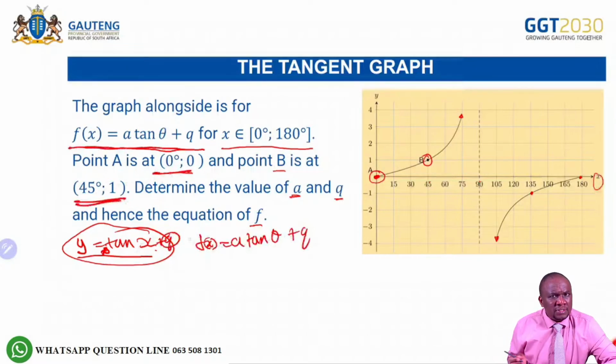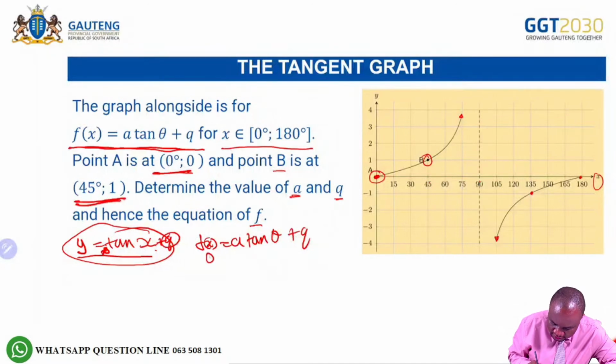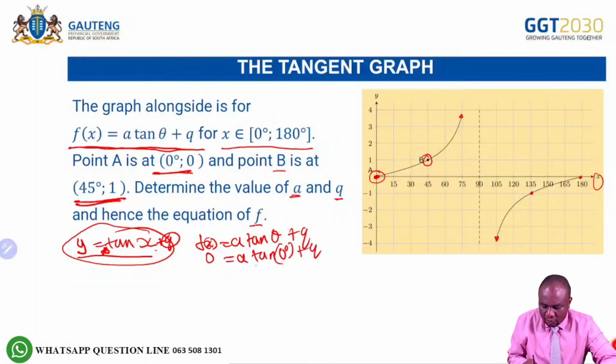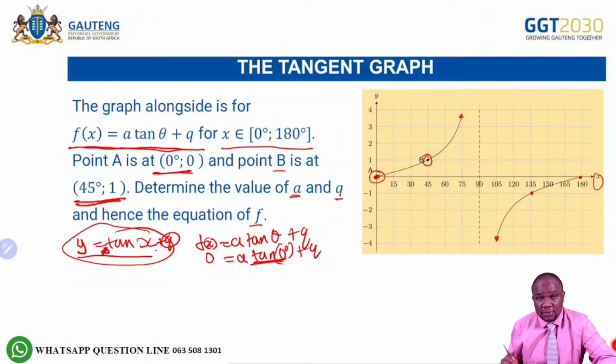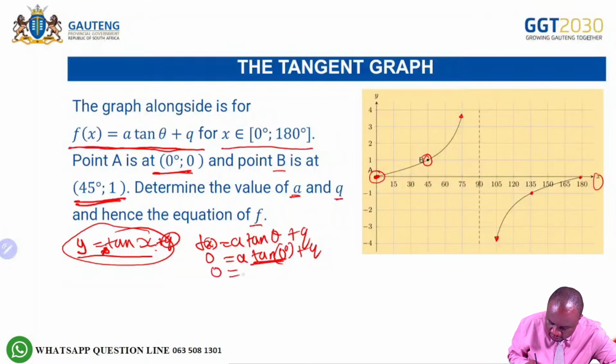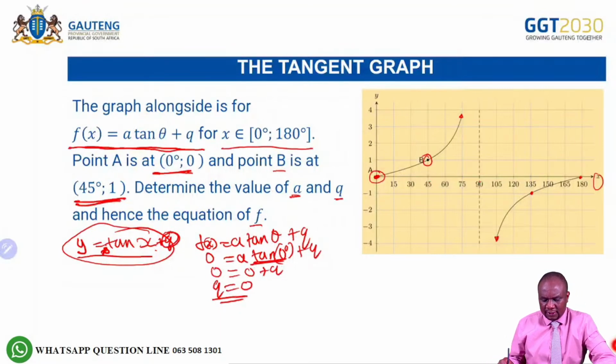And then let's substitute 0, 0. Y is 0, theta is 0. So 0 is equal to a, then tan 0 degrees plus q. And then what is tan 0? Tan 0 is 0. You can put it in the calculator, you see that tan 0 is 0. So meaning that 0 is equal to 0 plus q, meaning that q is equal to 0. Just proved what he said when he started, right? Now q is equal to 0.